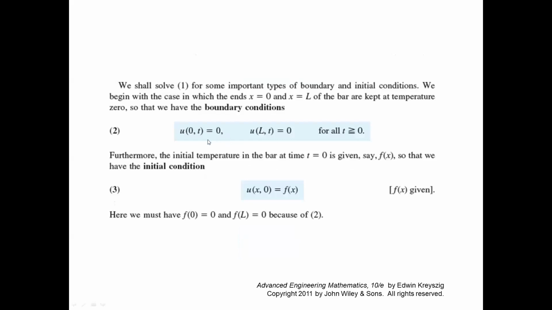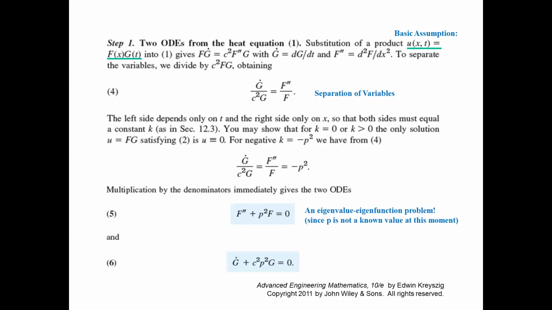If we fix the two ends of the one-dimensional object at zero temperature all the time, these are two sufficient boundary conditions. And we need an initial condition like we did for the string vibration problem. We leave the initial condition sufficiently general as a function of x. Then we are ready to solve the equation.